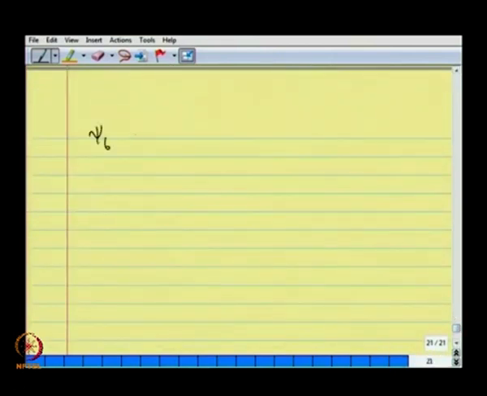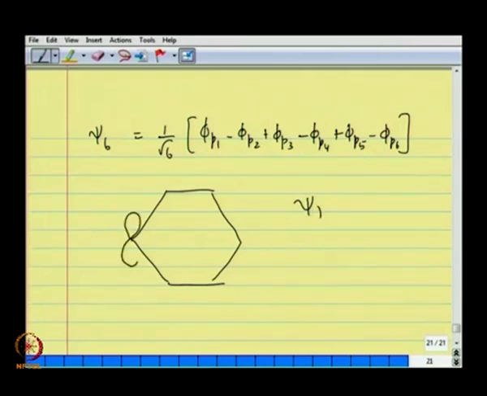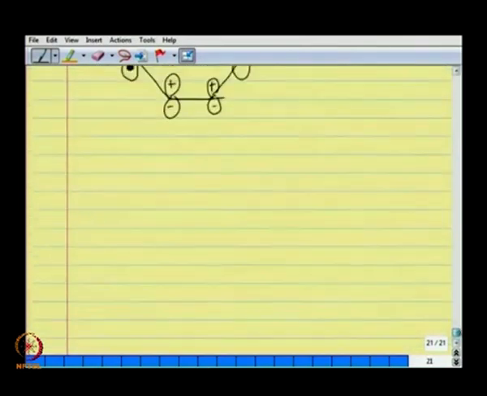And the last one, psi 6, is obtained from psi 1 with alternate minus signs, namely phi p 1 minus phi p 2 plus phi p 3 minus phi p 4 plus phi p 5 minus phi p 6. So now, if we look at the orbitals on the ring, psi 1 essentially means all the orbitals are in the same phase. There is no nodal plane; the electron wave function does not go through any zeros between the p orbitals.